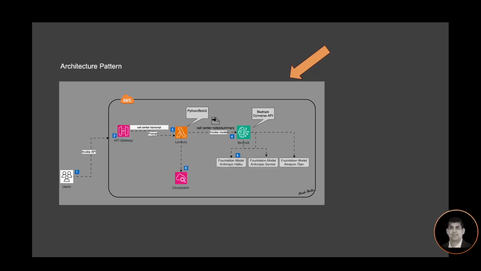Because the Converse API supports multiple models, with a consistent way of invoking multiple models, we can also use the same code to invoke Anthropic Sonnet or Amazon Titan or other models.